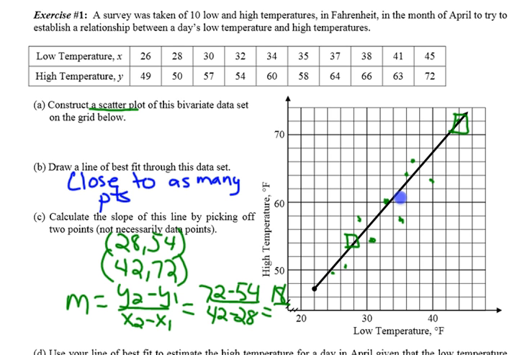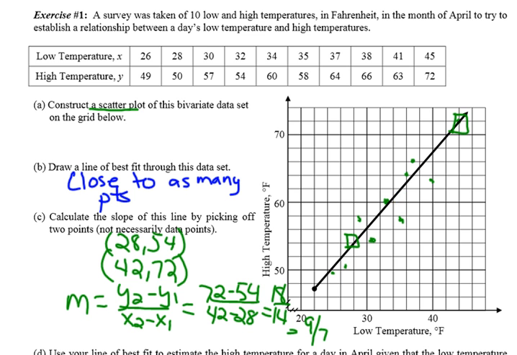And then 42 minus 28 is 14. And if I divide those, so we're talking about 1.28. I could just reduce them and make it 9/7. I could keep it as a fraction.